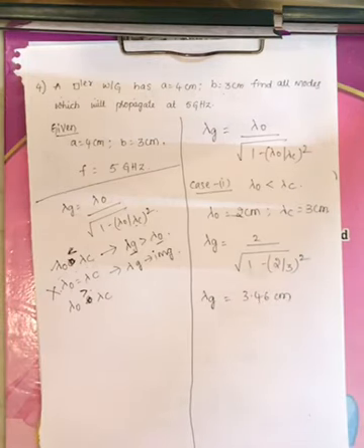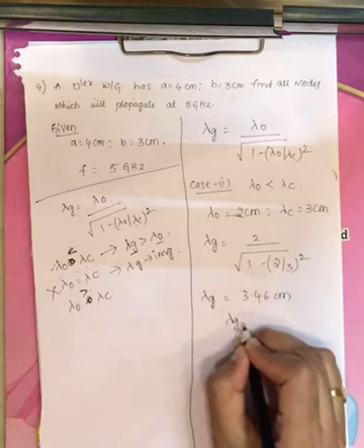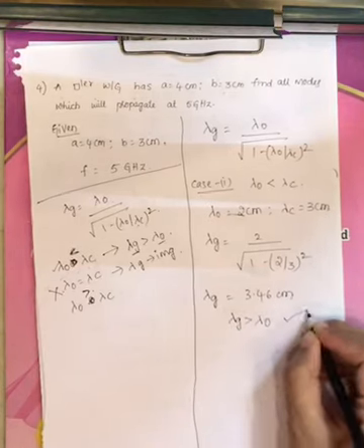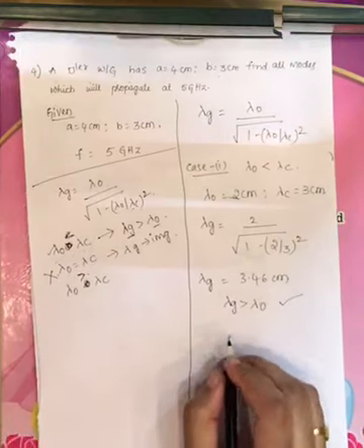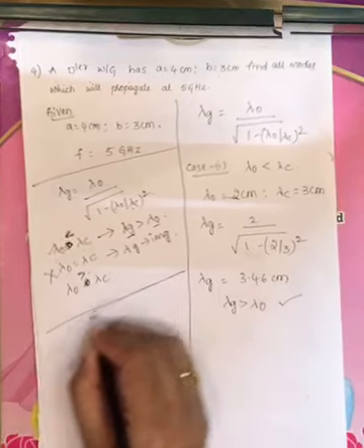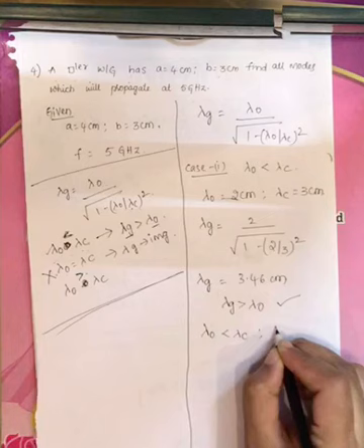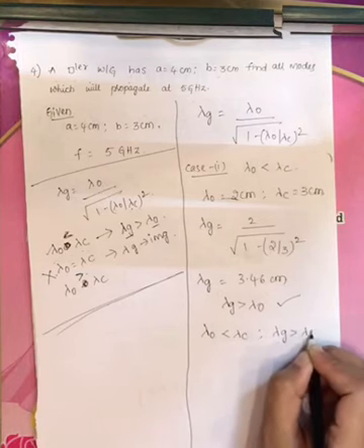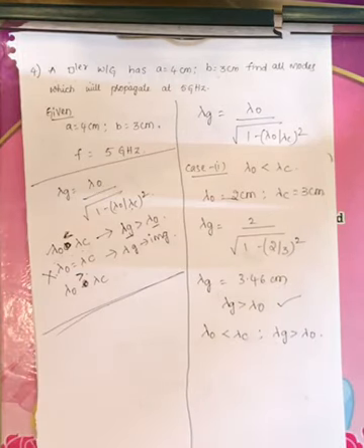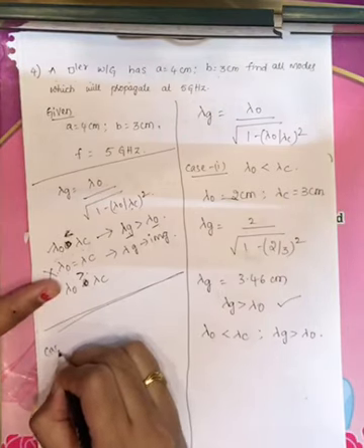If you compare with lambda naught, now lambda g is greater than lambda naught. Always remember, lambda naught should be less than lambda c and lambda g should be greater than lambda naught for a wave to propagate inside the waveguide. Now let us see the other two cases also.